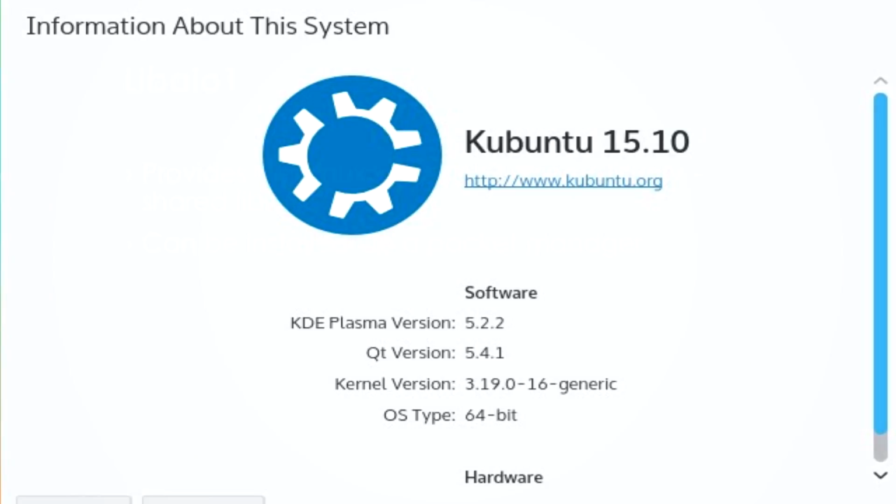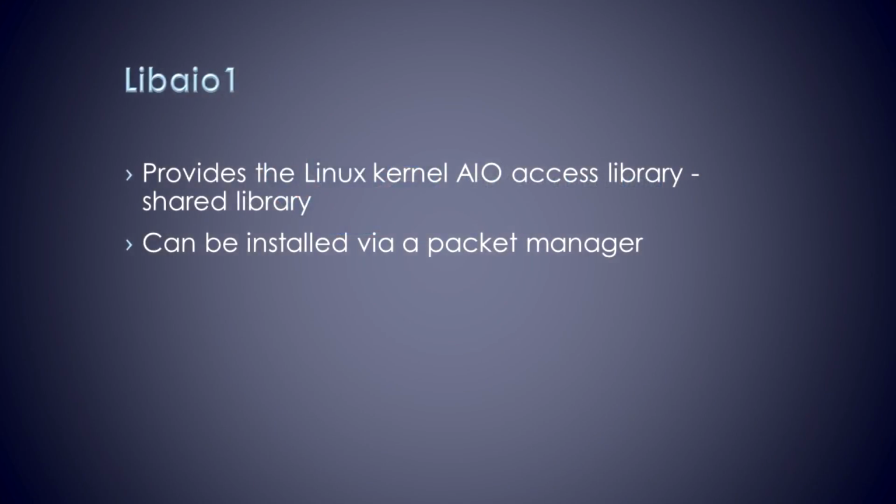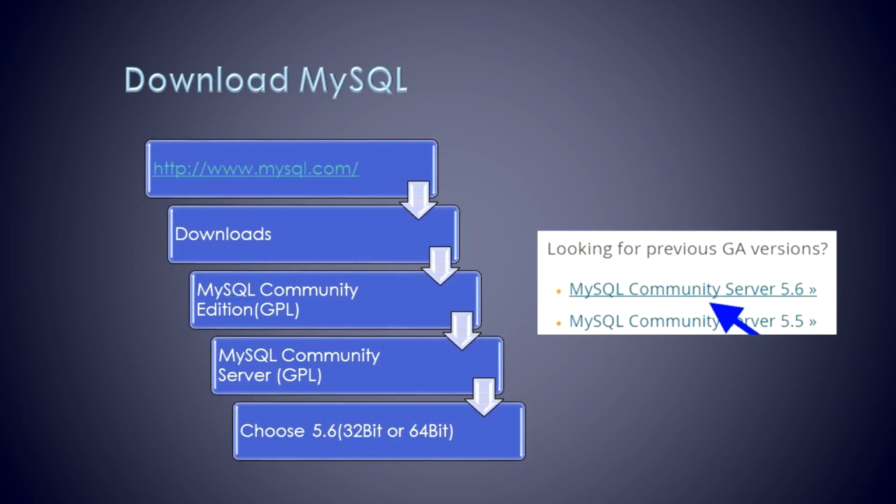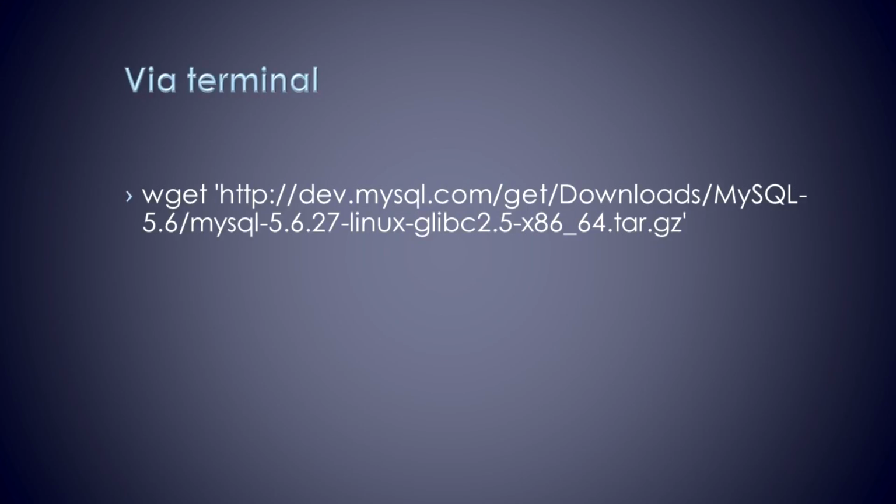Before we begin, make sure that you already installed the required dependency libaio1. Libaio1 provides access to the Linux kernel IO library, which is required for MySQL. So let's get started. First off, we need to download the MySQL binaries from the official website. I recommend you download MySQL via terminal using the wget command. That gives us the advantage that we can install MySQL without even using a graphical interface. It is your choice if you want to download MySQL via terminal or browser. The installation process still remains the same.